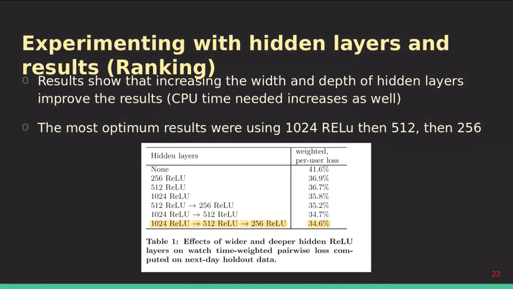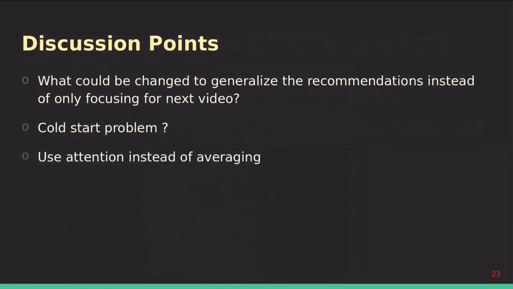coming up with a weighted loss per user, and it was 41.6. If they tried one single layer of 256, 36.9, and it kept improving as we increased the number of neurons and the depth, up until it reached 34.6%. And they said that even putting in a deeper network improves it, but it takes exponential time in the running time or training time. So that's it for the results.